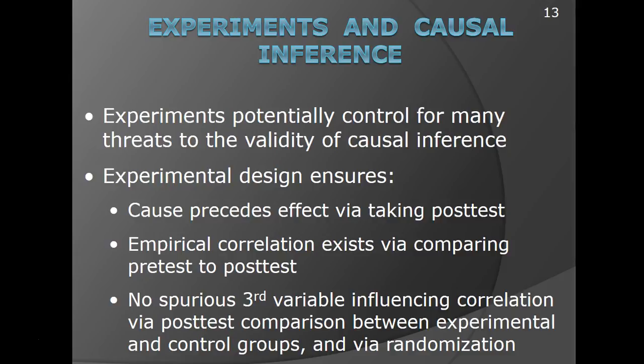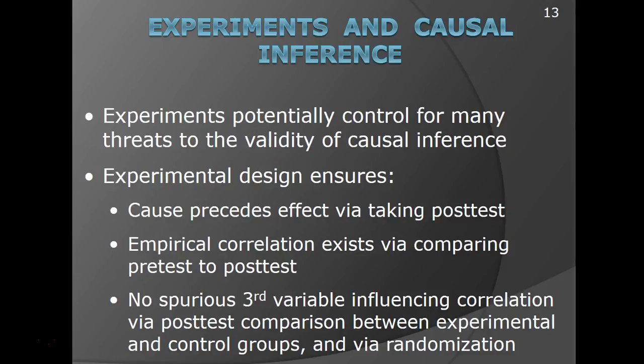the causal inference. In other words, the cause would precede the effect via taking the post-test. You always want the cause to precede the effect. That makes the most sense. It ensures an empirical correlation exists comparing the pre-test to the post-test. It also ensures that there's no spurious third variable influencing the correlation.